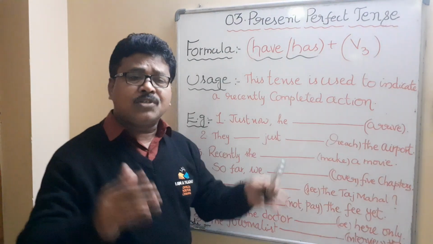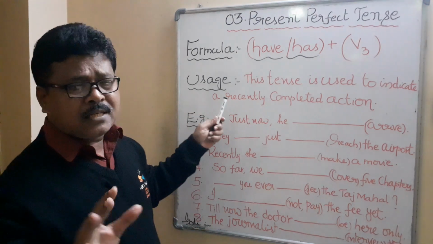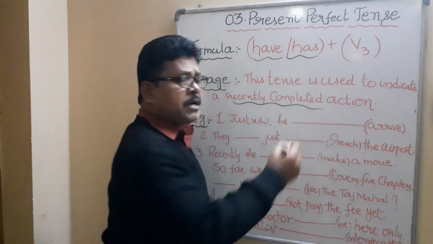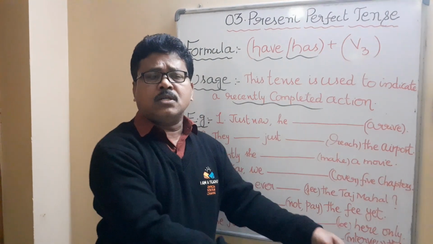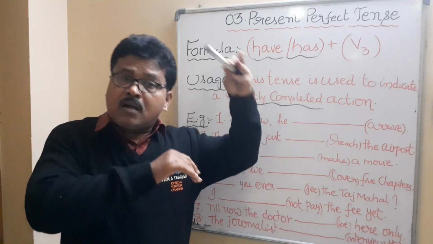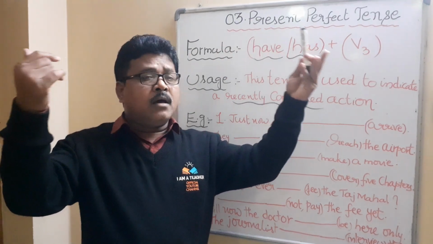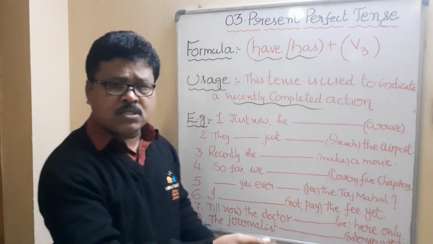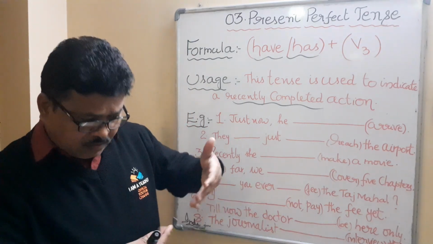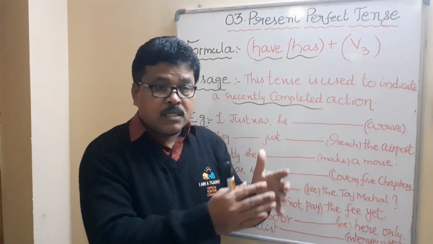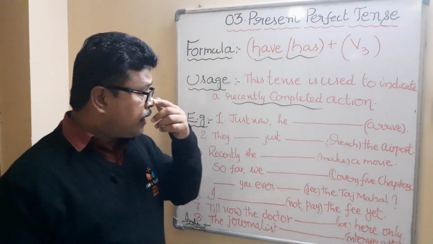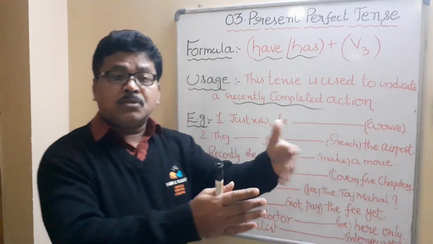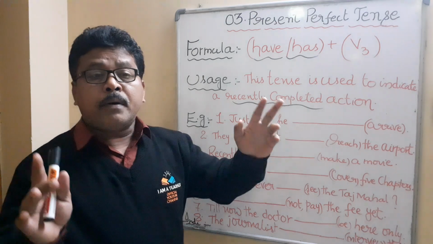Now what is the use? When should we use it? The usage is very simple. This tense is used to indicate a recently completed action. Just now the action is over. Not yesterday, not day before yesterday, not last year, last month. No. Just now, recently, the action which is connected with the present, the action which is linked with the present. For that kind of actions, recently finished, just now completed actions, we use present perfect forms.